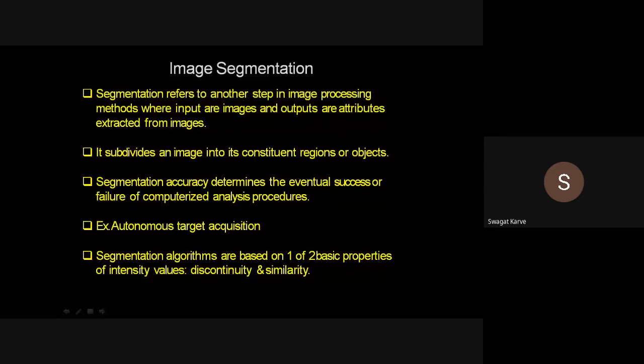It subdivides an image into its constituent regions or objects. Segmentation accuracy determines the eventual success or failure of computerized analysis procedures, right? That means when we segment the image, it can be subdivided into its constituent regions or objects. As I told you, it can be divided into more than one part, or into more than 2 or 3 parts, depending upon your application. Okay, so segmentation algorithms are based on one of two basic properties of intensity values, that is discontinuity and similarity.